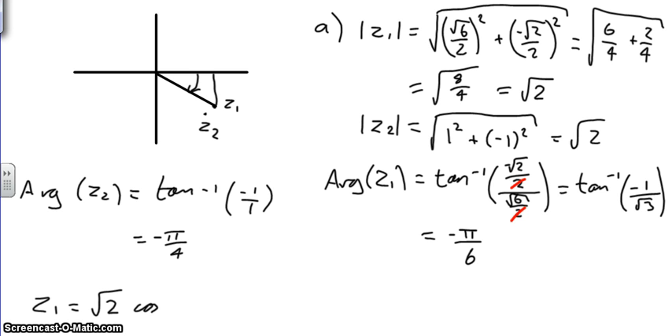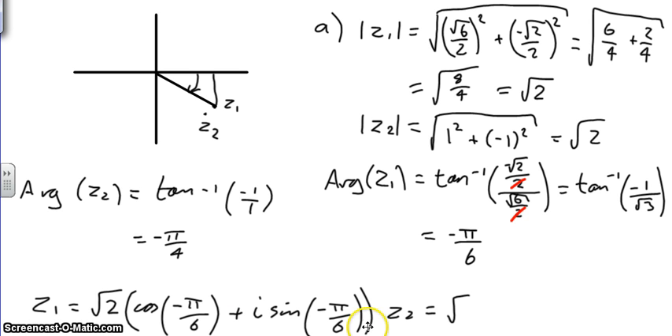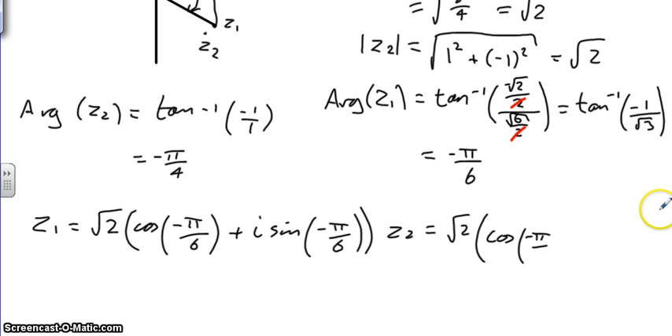So Z1, just write it out in the form r cos theta plus i sine theta, or r cis theta: root 2 (cos minus pi by 6 plus i sine minus pi by 6). Don't forget the whole thing is in brackets. Then Z2 is root 2 (cos minus pi by 4 plus i sine minus pi by 4). Now part B.